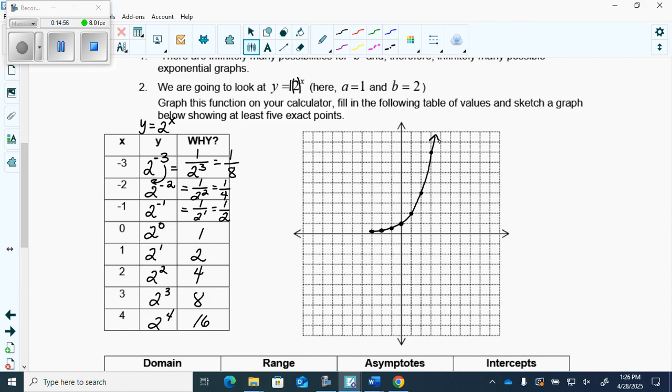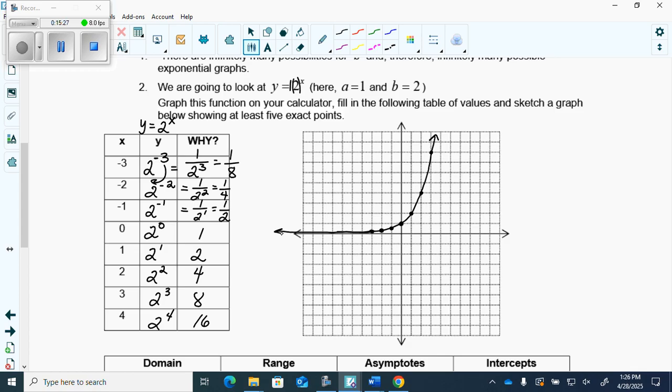What's going to happen on the left side of this? So if I did -4, I would get 1/16. If I did -5, I'd get 1/32. So it's just going to get really, really close to 0, but it's not going to touch 0, right? It's going to be a really small decimal. So this will run along the x-axis, not getting higher, but not touching the x-axis. So it's going to get super close to 0, but not touch 0.